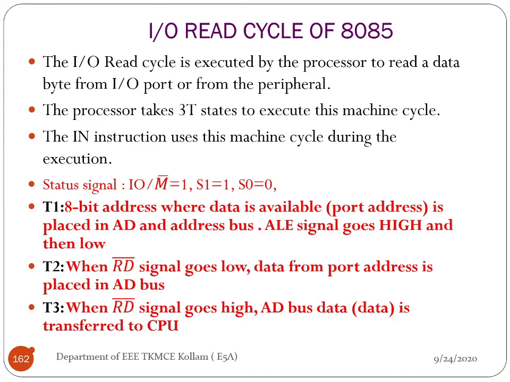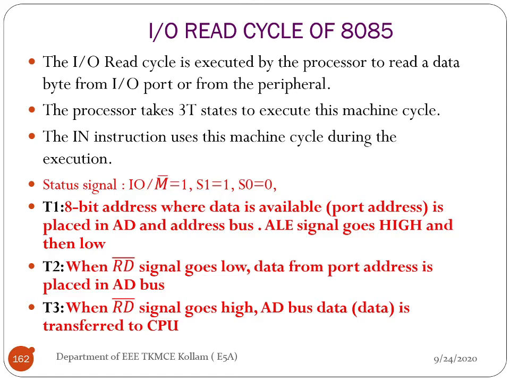In this section, we are going to discuss the I/O read and I/O write machine cycles of the 8085 microprocessor. The I/O read cycle is executed by the processor to read a data byte from an I/O port or from a peripheral device. In order to complete the I/O read cycle, it requires 3 T states. The IN instruction uses this machine cycle during execution.